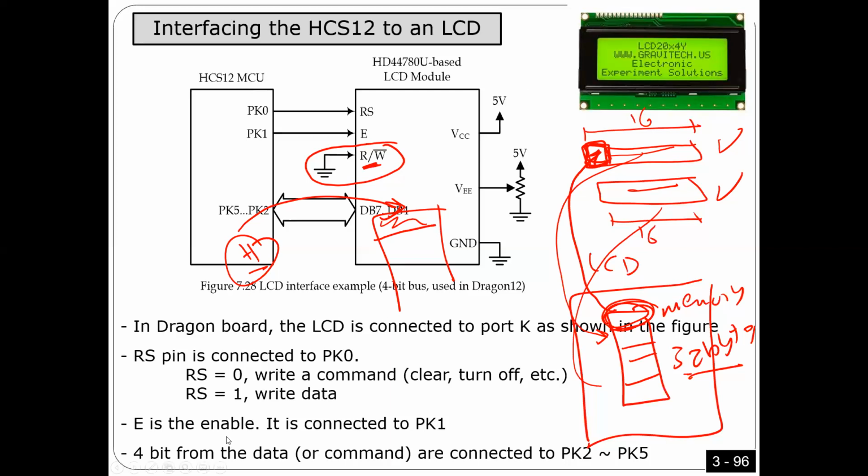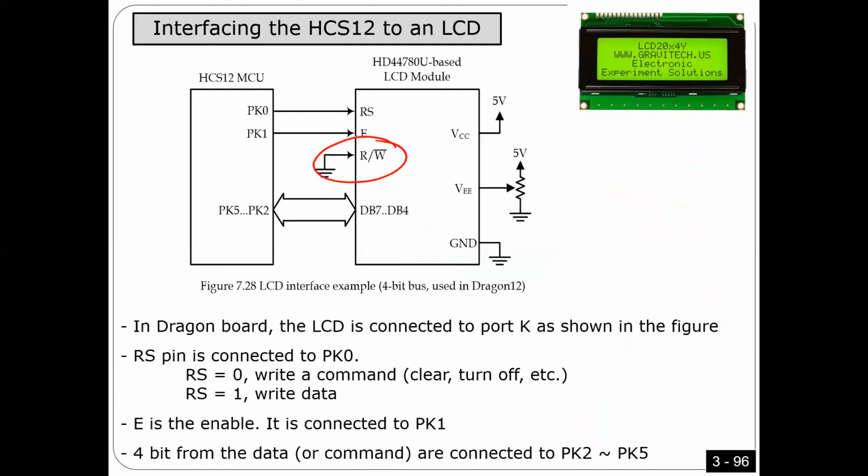My question was, we have R and W. So what do you mean by R and W? Here I'm connecting to ground because I'm gonna only write. It's a ground because this part here is active by 0. If I put 1, it means read. But because what I'm doing here, this LCD, I'm gonna use only to write, I'm not gonna read from the LCD. That's why I connect it to ground all the time.